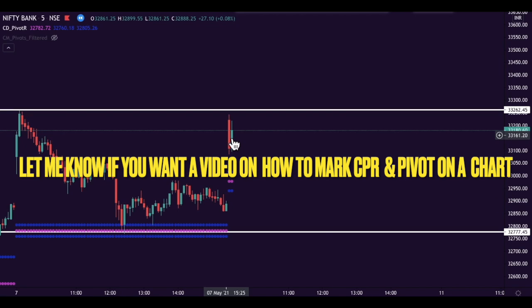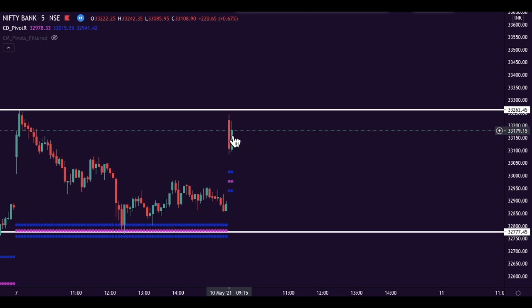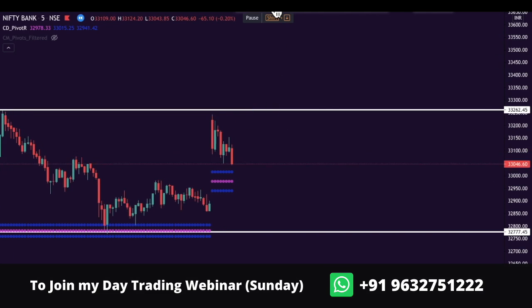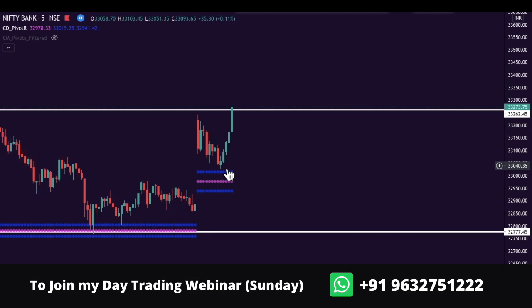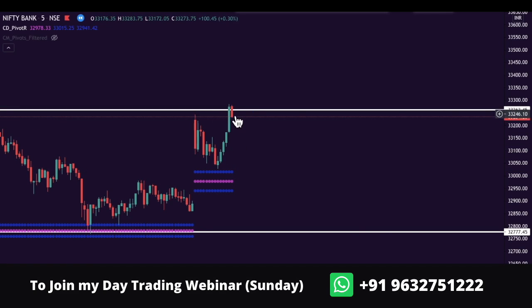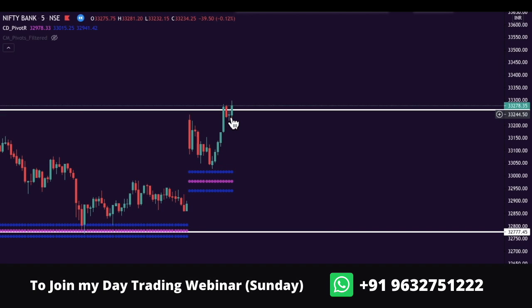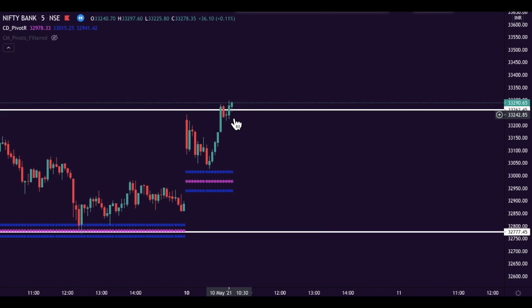Alright, now the market opened. The first candle was a red candle. It was unable to breach the previous day high level. And today's CPR is here. Now let's see how the market moves. Traders, here also we can see the market respected the CPR level and it went up to the previous day high. Now the previous day high is acting as a resistance level.